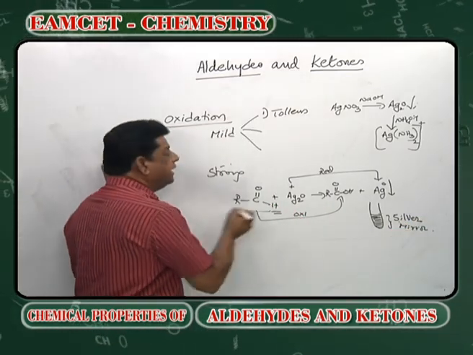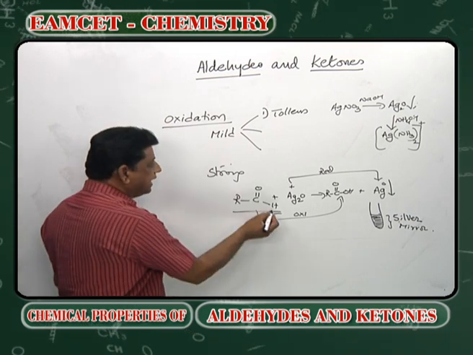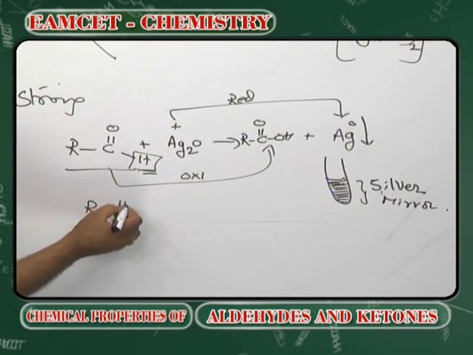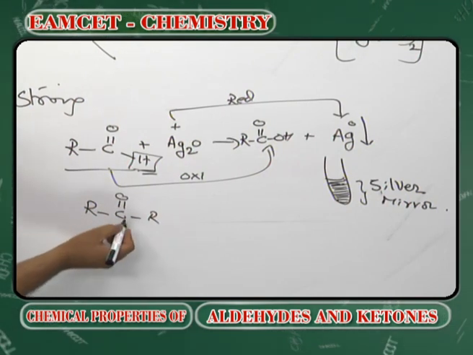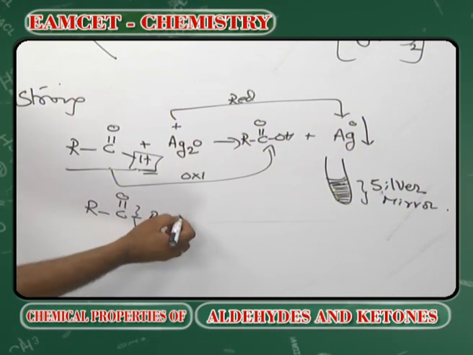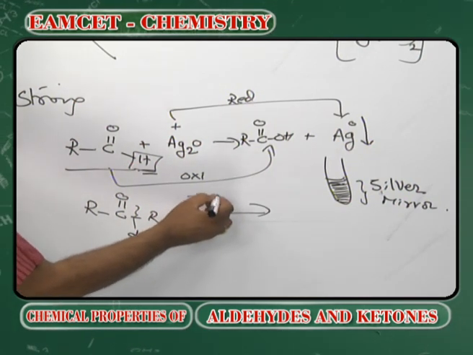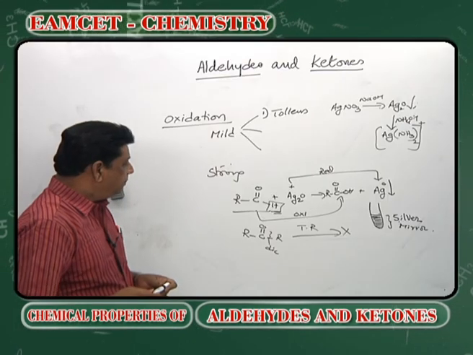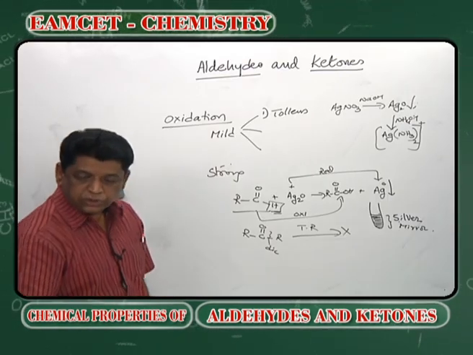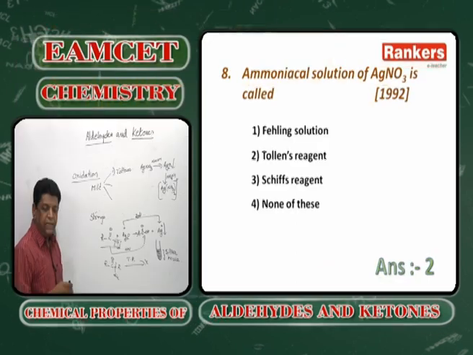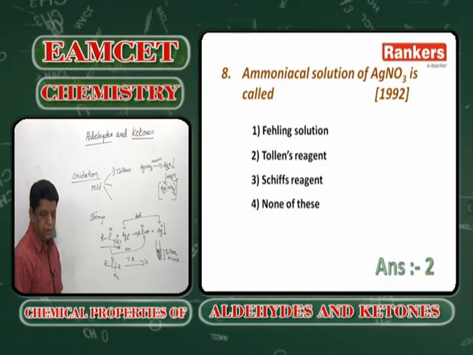Only aldehydes will give this, because aldehydes have this particular advantage. Ketones have no such hydrogens. An alkyl group is there. If you want to make acid, you have to cut this one. This is difficult. So if you add the same Tollens reagent, there is no reaction. Only aldehydes will give this reaction. Ketones will not. Therefore you can differentiate aldehydes from ketones using Tollens reagent.